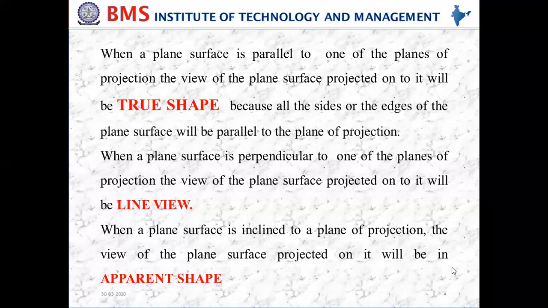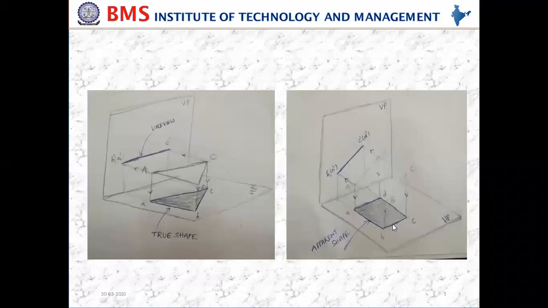So here are the three points which you need to talk about. One is the true shape. The other one is the line view. The other one is the apparent shape. We have talked about the true shape with an example, and the line view with another example. So this is the true shape and this is the line view.